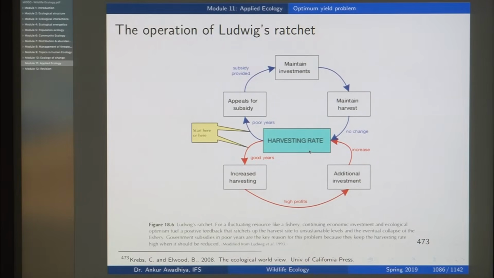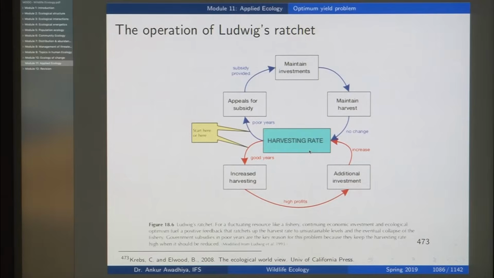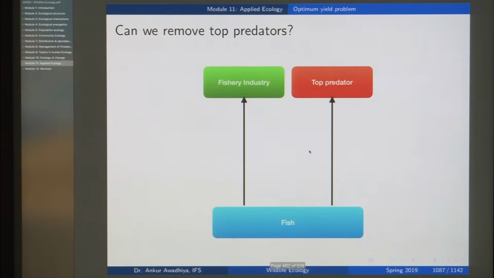That brought us to Ludwig's ratchet, in which case at all times there are phenomena that are trying to increase the harvesting rate. We need to maintain the harvesting rate at the sustainable rate, but in the case of a good year, people will tend to increase the harvesting rate above the sustainable rate, and even in the case of a bad year, people would ask for subsidies, maintain their investments, and still go on fishing at a higher rate than the sustainable rate. So, essentially the Lotka-Volterra dynamics do not operate when human beings are in the picture.